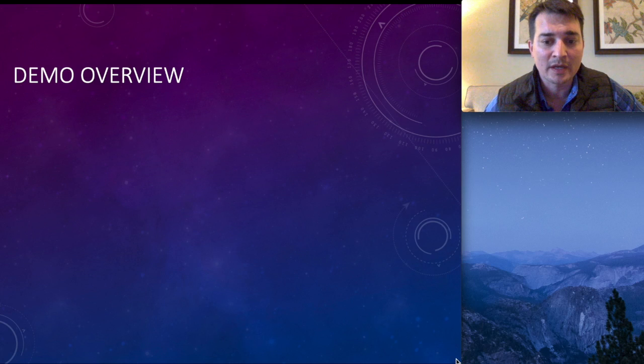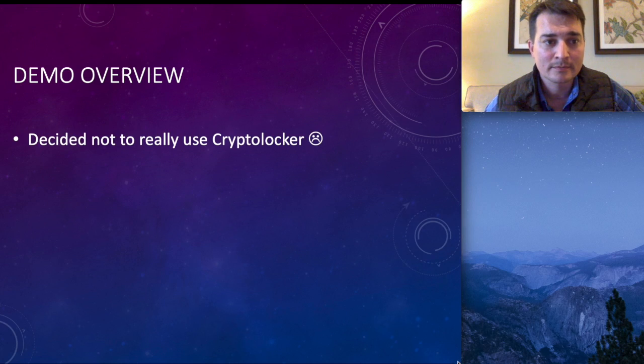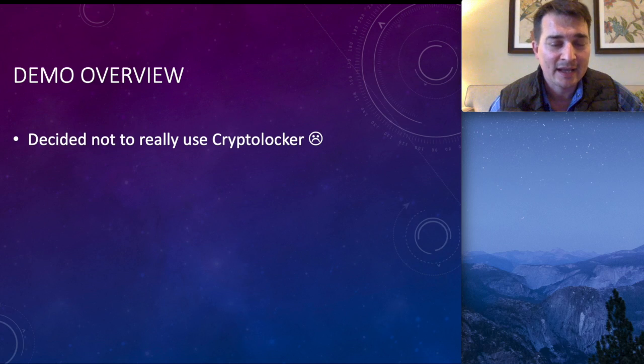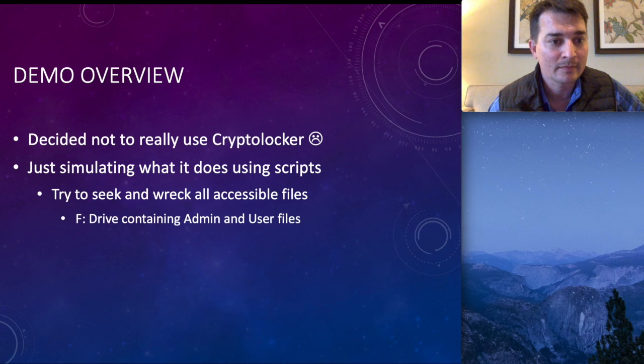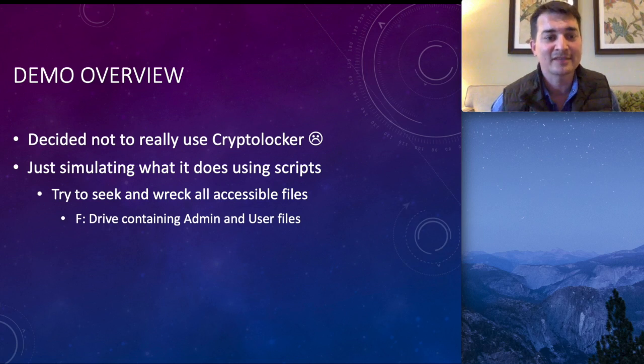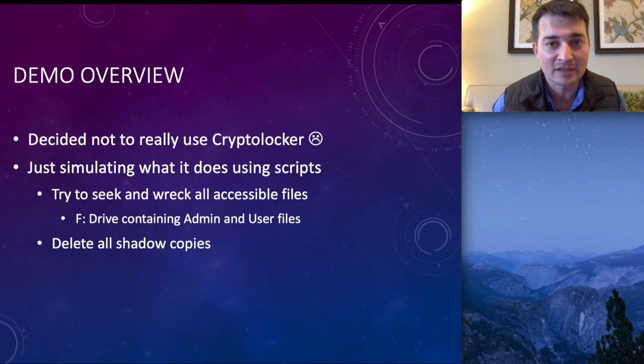Here's an overview of the demo. Unfortunately, I decided to not really use Cryptolocker. I didn't want to risk actually infecting myself while doing this demonstration. So we'll just be simulating what it does using scripts. The first part is to seek and destroy all files that the logged in user has access to. The next part is to delete all shadow copies. That'll demonstrate destroying all backups.